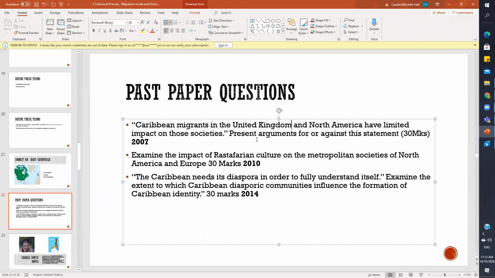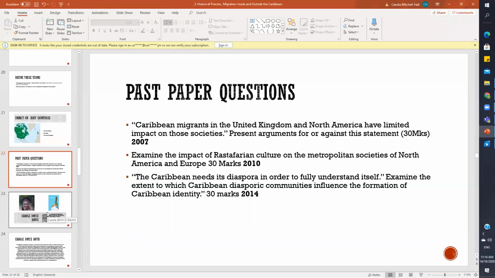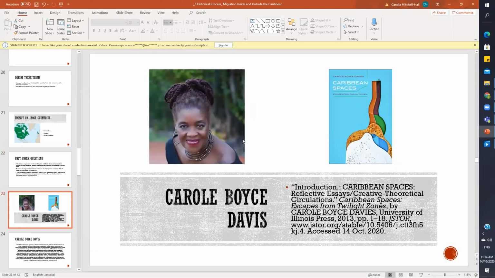And for the 2014 question, it basically examined the extent to which Caribbean diasporic communities influence the formation of Caribbean identity. How Caribbean diasporic communities have an impact on creating this identity in their host countries. So these are 3 examples of questions. We have much more, but these are 3 examples of questions that ask how Caribbean people impact the country in which they go and live, right? Especially the metropolitan country.